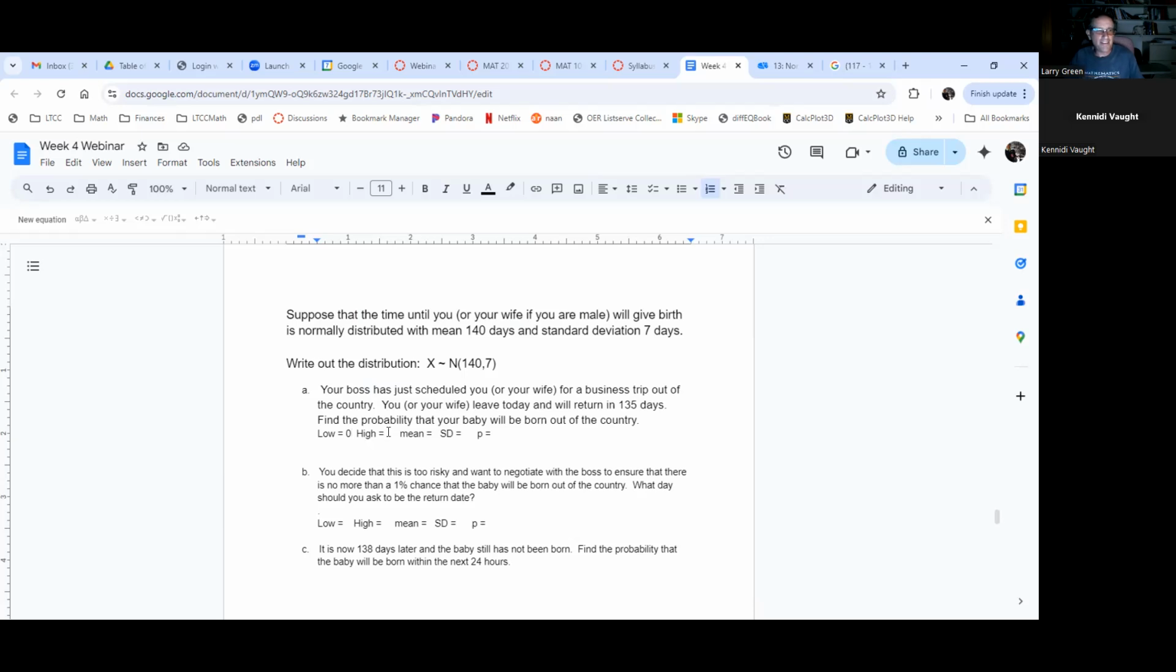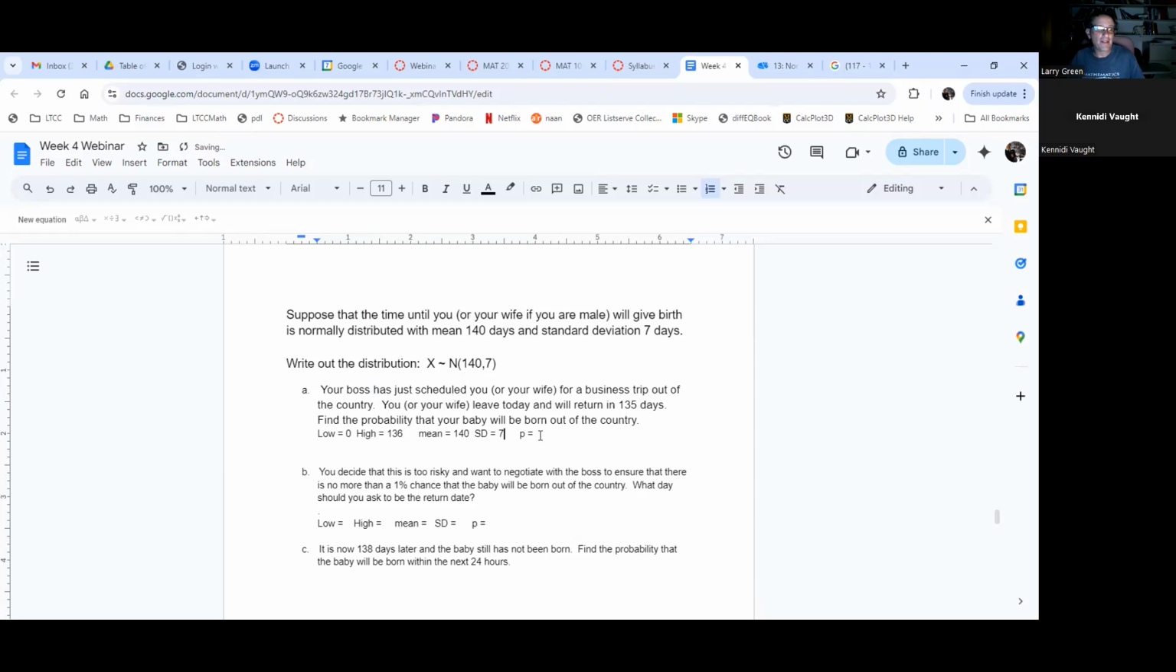Okay, what's the highest number of days for the baby to be born out of the country? Yeah, 135, because that's when you return. At day 136, you're back in America. The mean is 140. The standard deviation is 7.